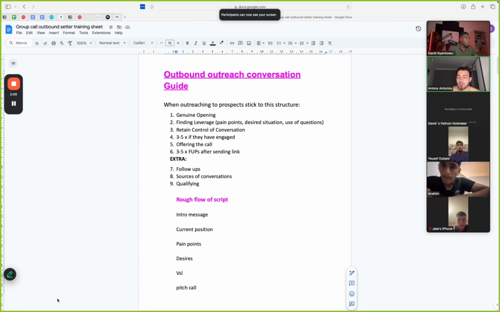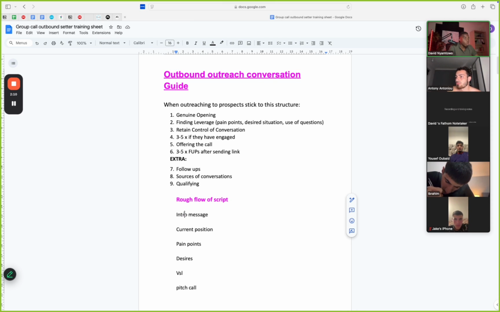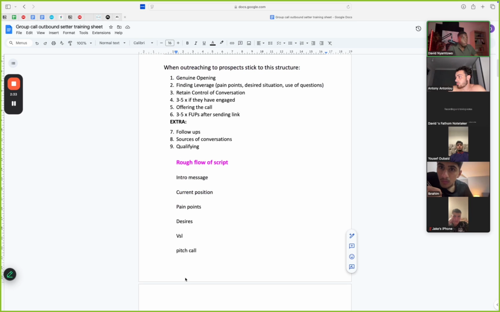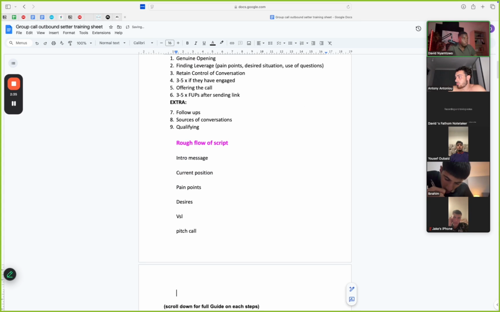Yeah, that's it. Cool. So, essentially, here is the rough flow of a script. We've got the intro message. When I was doing door-to-door sales, we had something called the 5 steps to a conversation. Jake, I showed you this on our last group call, but I'm going to go into this again. We've got the intro message, the current position, the pain points, the desires, the VSL, a pitch call, and then book call.